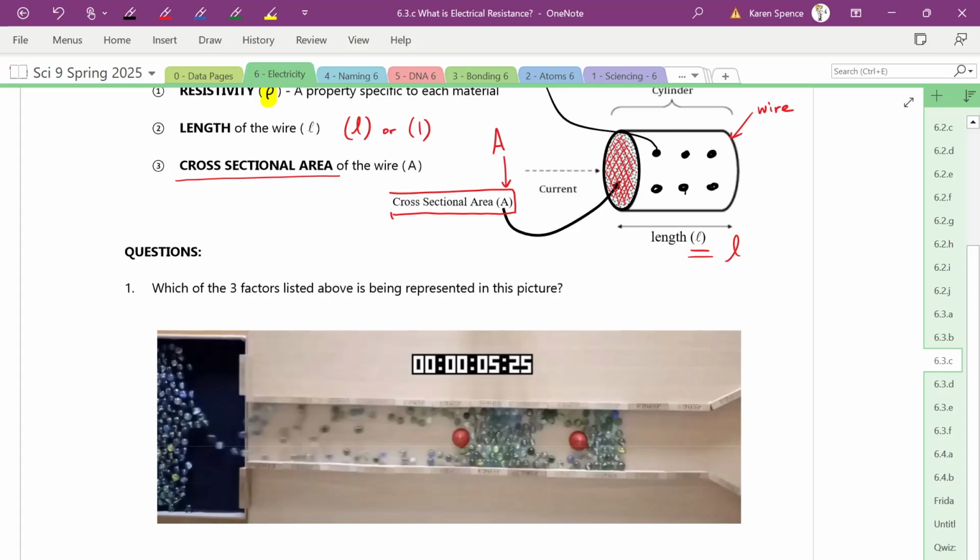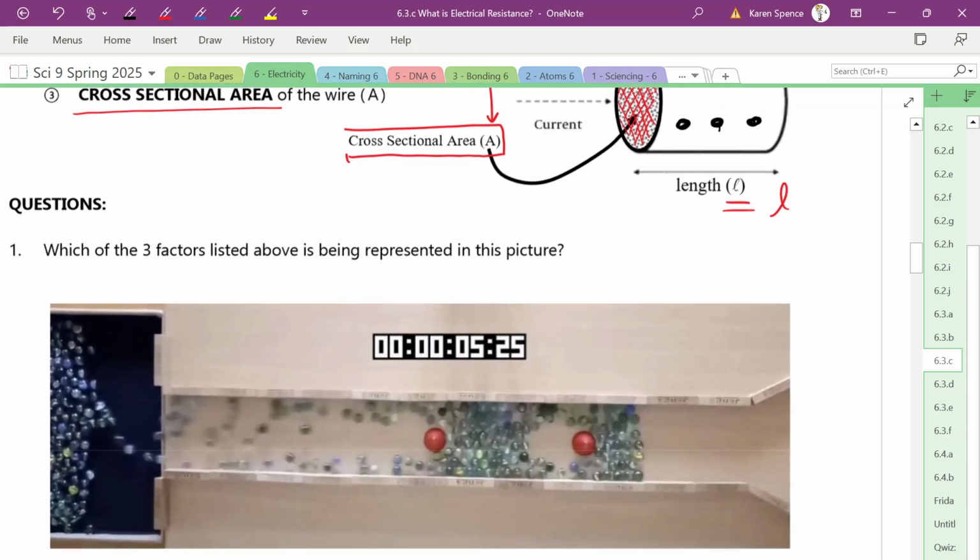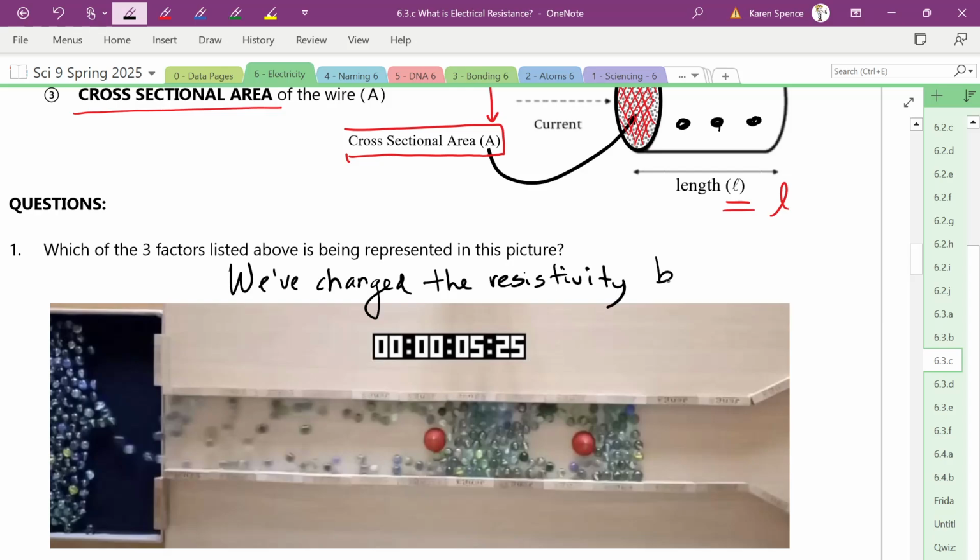So here is a question. Which of these three factors is being represented in this picture? Which one are we specifically looking at here? Have we changed the length? Have we changed the area, or have we changed the resistivity? We have changed the resistivity. By adding obstructions.